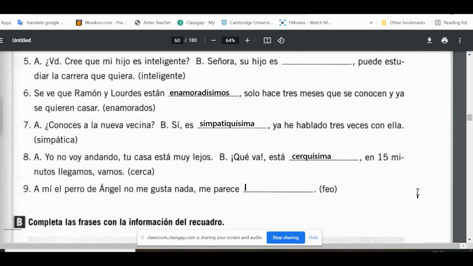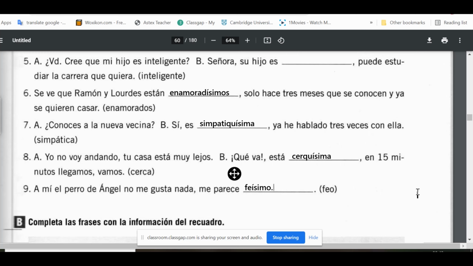A mí el perro de Ángel no me gusta nada. Me parece feísimo. No, you always have to drop one letter. Feísimo. Okay, the O, always the last vowel has to be dropped. Okay, we're gonna practice.